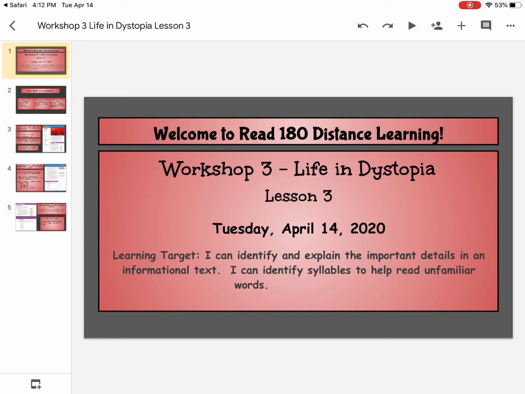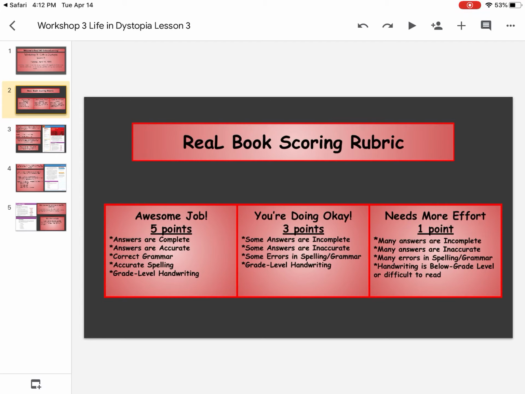You can look at the learning target. It says, I can identify and explain the important details in an informational text. And we're going to be working on identifying syllables to read unfamiliar words. All right, before we get started though, I want you to look at this next slide.